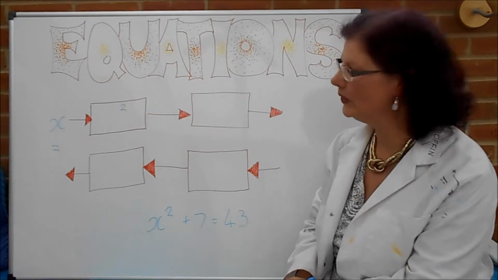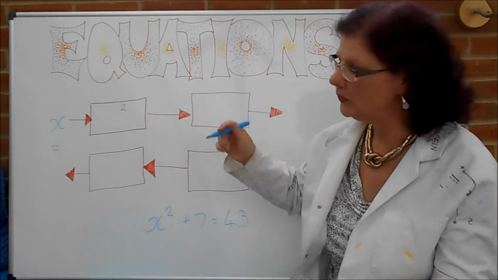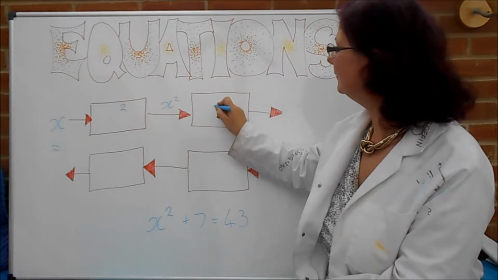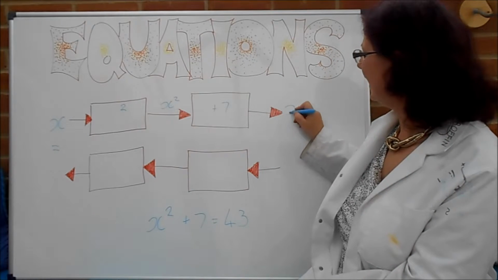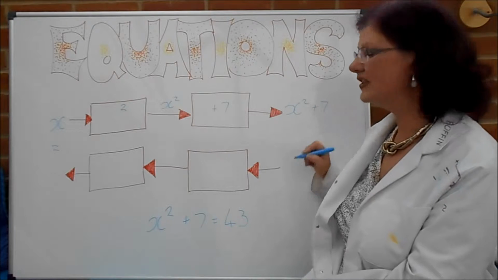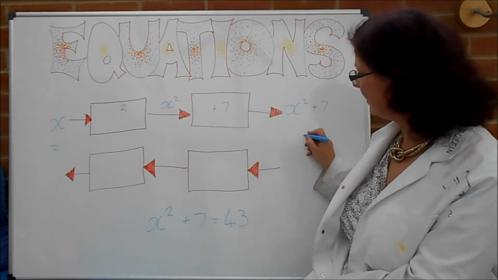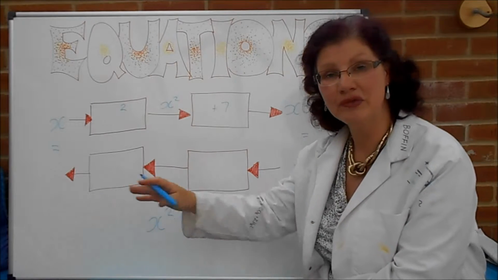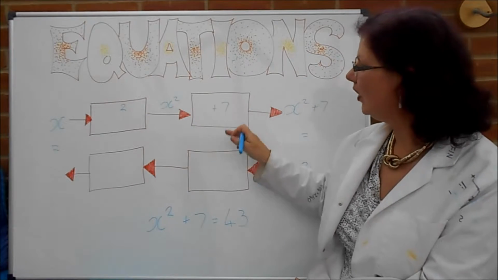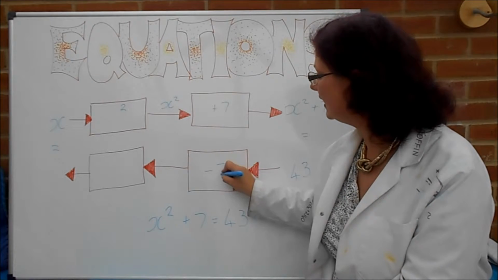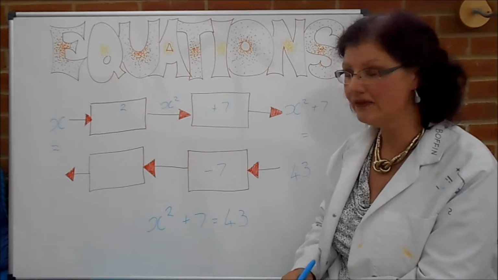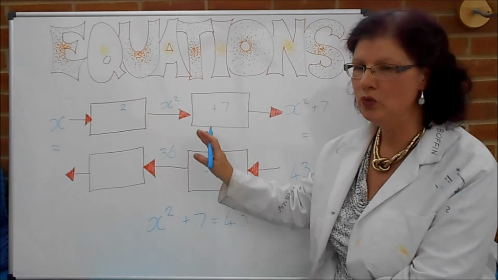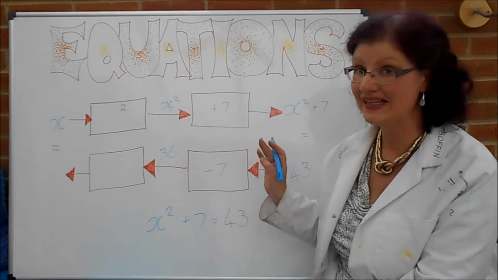I'm just going to write a little 2 up there. X, when you square it, gives you x squared. And then we're going to add the 7, which gives us x squared plus 7. And that, we're told, is equal to 43. So we need to put that through the machine running backwards. Opposite of an add 7 is a take 7. 43 take 7 is 36. At which point I hope you wipe the sweat from your brow and recognise that as a square number.